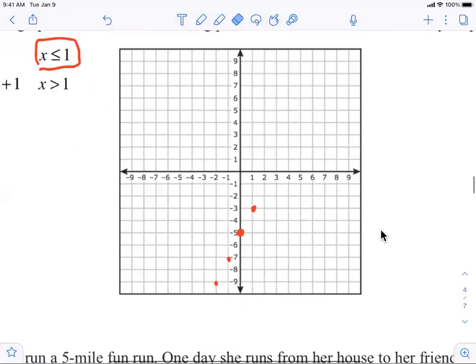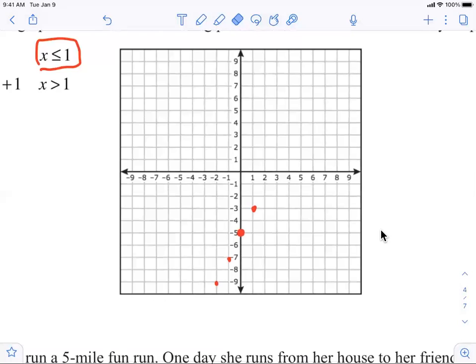Second question is, is this dot a closed dot or an open dot? Yes, it's a closed dot because it's included. So I can graph my line.